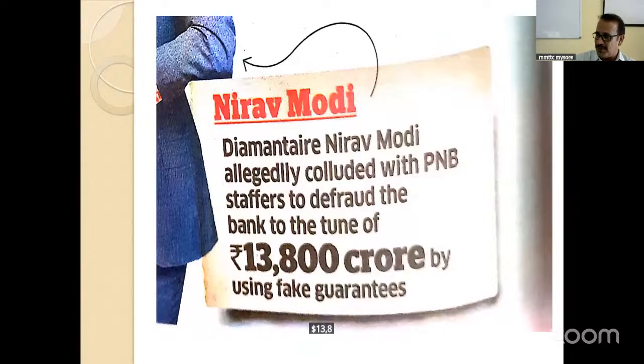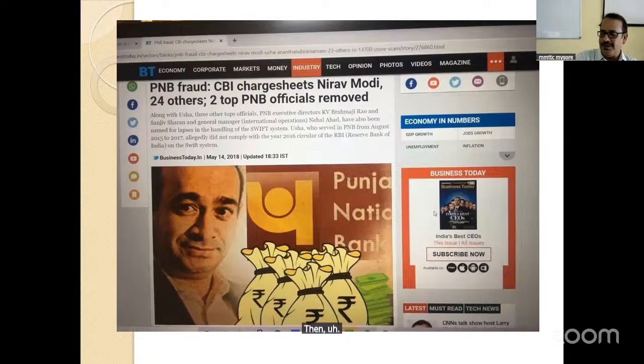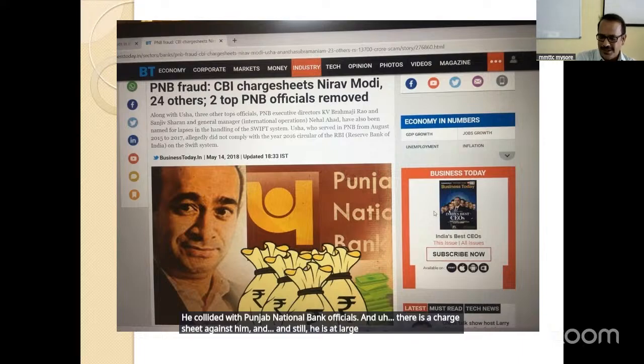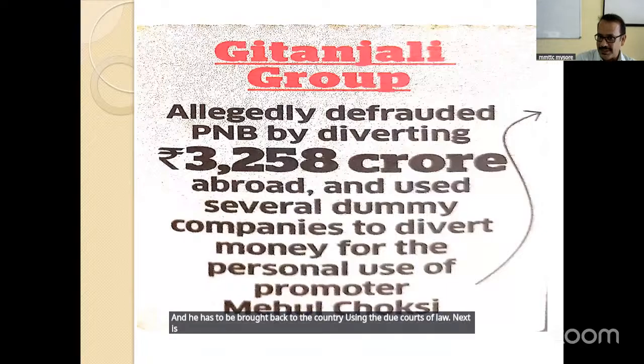13,800 crores was the amount that he defrauded the stakeholders around his ecosystem. He was not the only person responsible for it; he colluded with Punjab National Bank officials, and there is a charge sheet against him, and still he is at large. He is out of the country now. He is a fugitive offender, and he has to be brought back to the country through the due course of law. Next, these are the headlines that I am talking about.